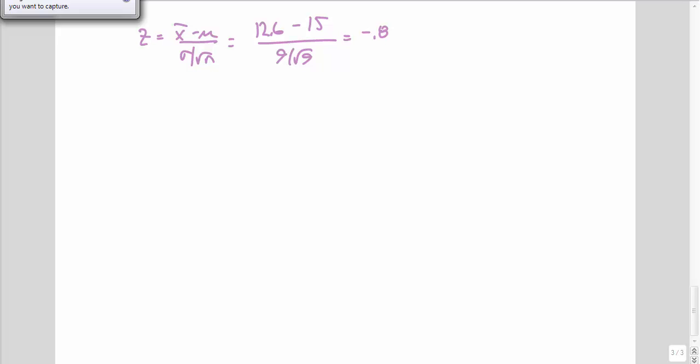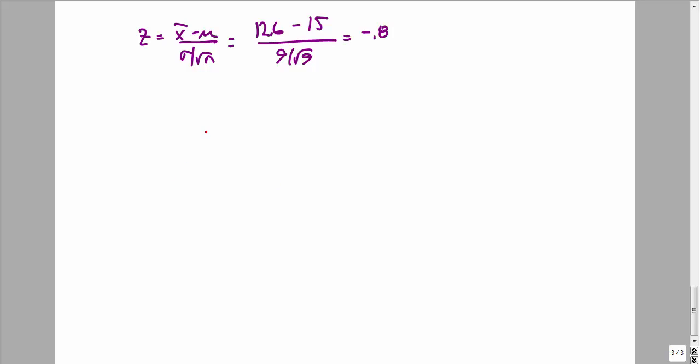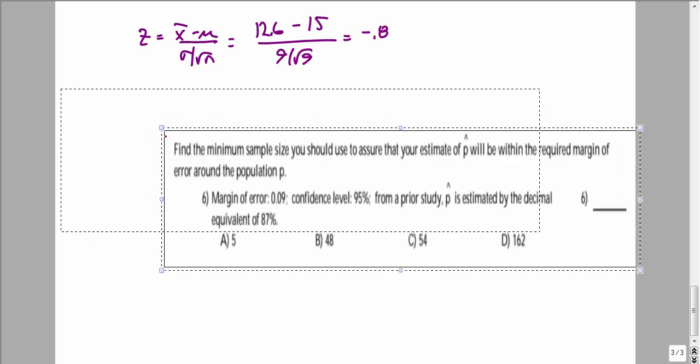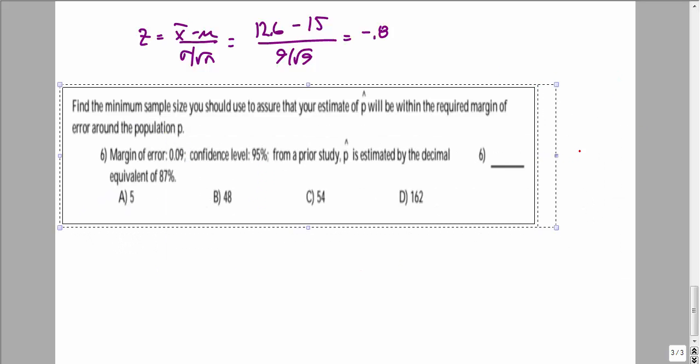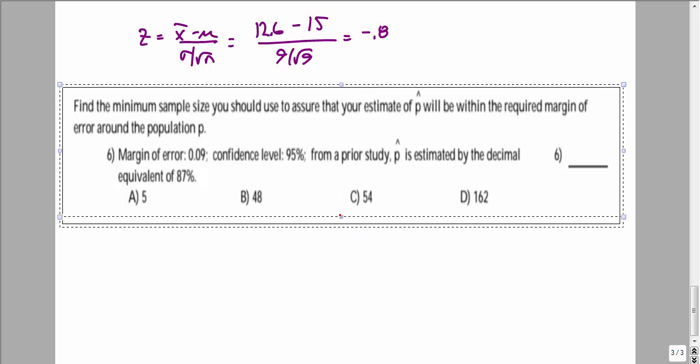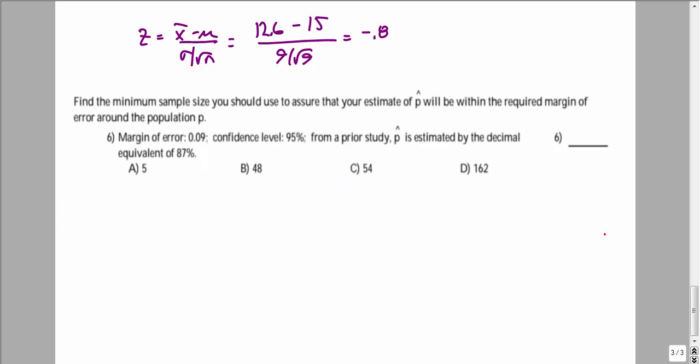Number 6, we are given some information about the margin of error, a level of confidence, and something about a proportion. And then we're asked to figure out how many people we should sample to stay within these specific parameters. So this is sample size. So the sample size formula is z squared p hat q hat over your margin of error squared. Now remember, for here you always round up. No matter what your answer is, you always round it up.